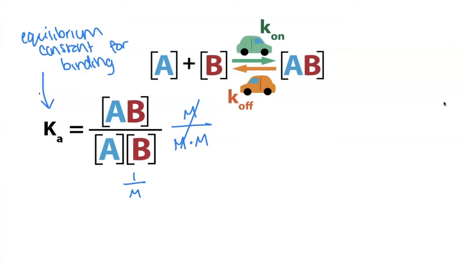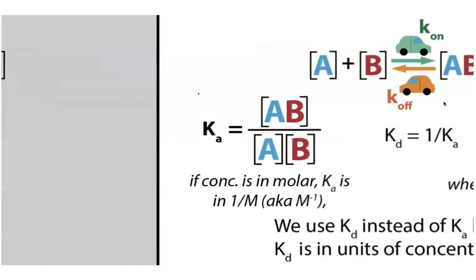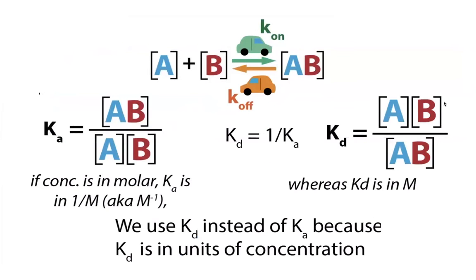And note that I'm using molarity here, but you could also be using millimolar or nanomolar or some sort of unit of concentration, and you end up with 1 over that unit of concentration. Now, it's 1 over that, so if we just take the inverse, we'll get units of molarity. So that's what we'll do. We can take the Kd as 1 over the Ka, and this will give us units of molarity.